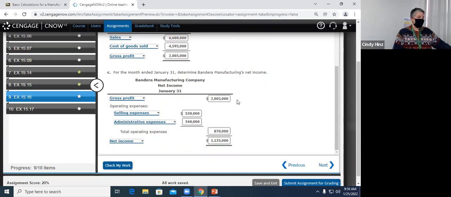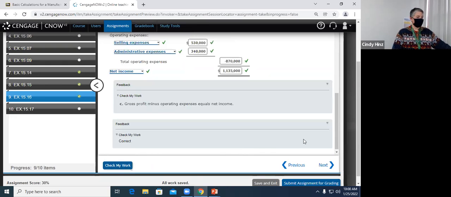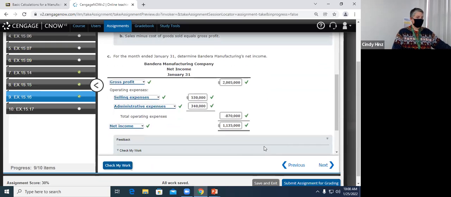So we can, from that, calculate our net income by subtracting the operating expenses, selling and administrative expenses. The total is here. Again, I probably could put a negative sign in there and subtract from gross profit to get our net income. Yep, and so you can see it marks it correct, green check mark, whether you use the minus sign or not.